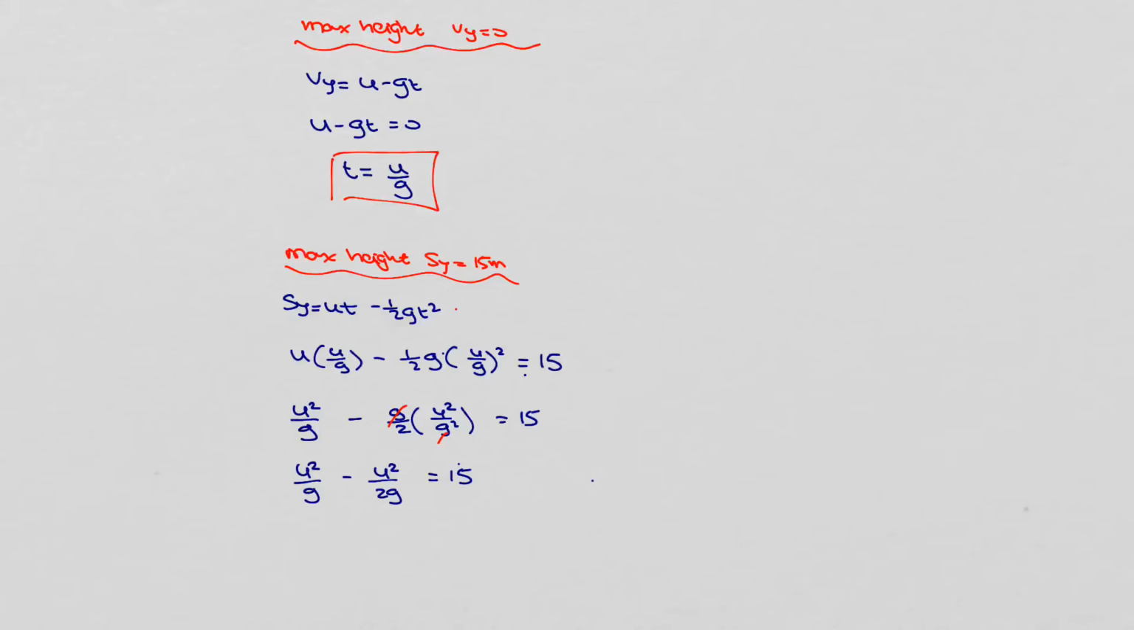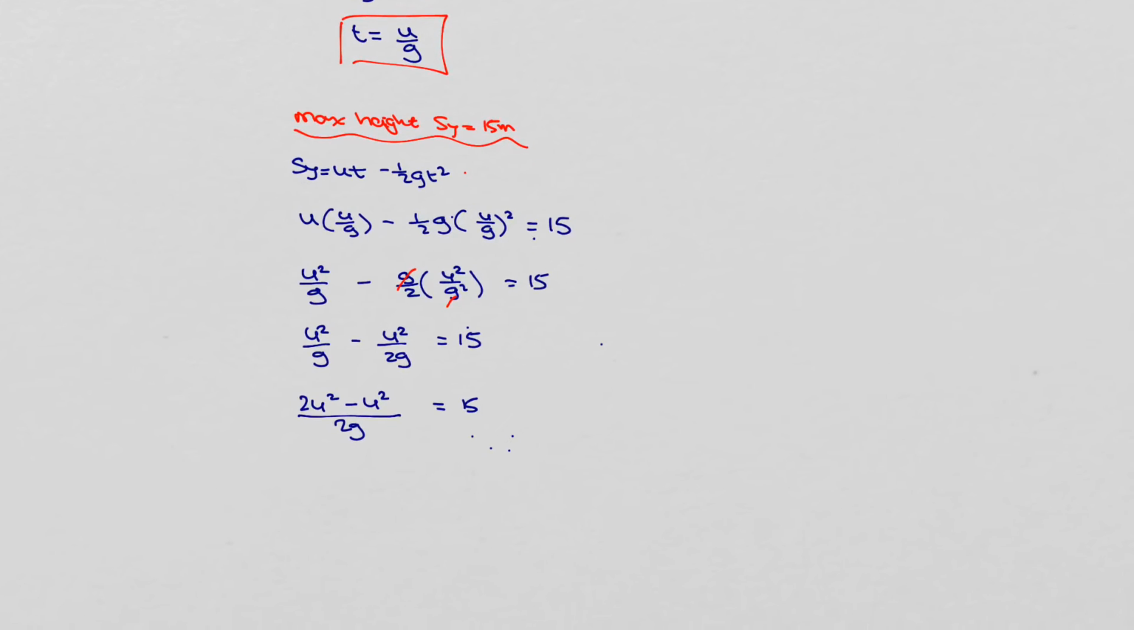So if I multiply everything across there by 2, then I get 2u squared minus u squared all over 2g equals 15. And that gives me u squared is equal to 30g, and therefore u is equal to the square root of 30g.